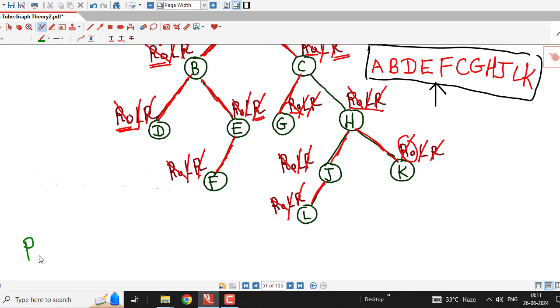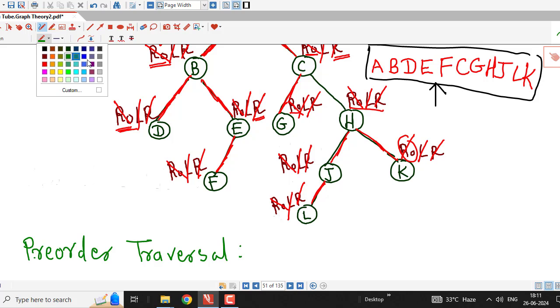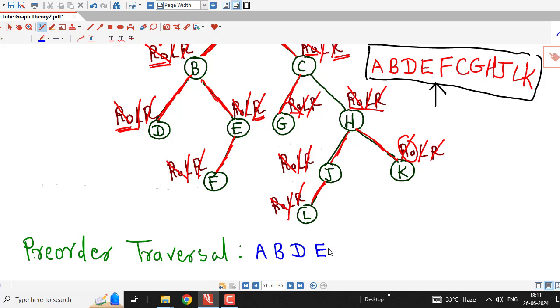Here I am writing systematically. This is pre-order traversal for given binary tree, and I am writing this here: capital A, then B, D, E, F, C, G, capital H, J, L, K. Some authors consider comma also, and we can count the number of vertices here also: 1, 2, 3, 4, 5, 6, 7, 8, 9, 10 and 11.